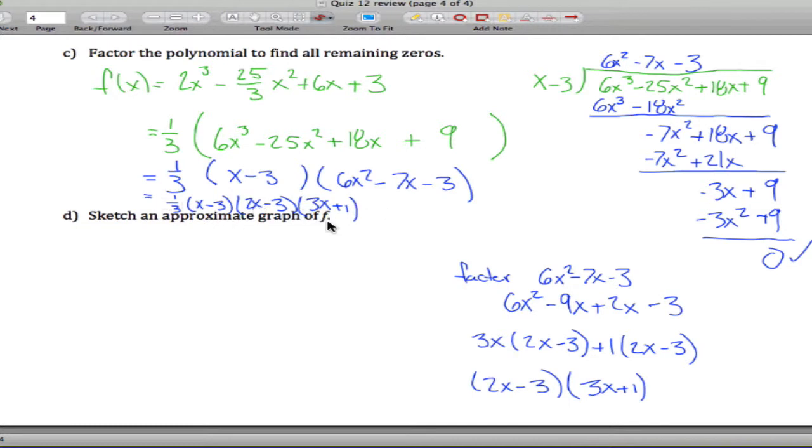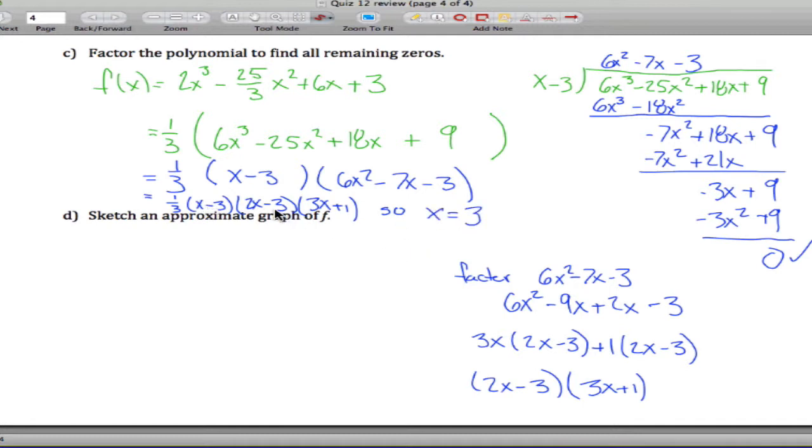And now that I've factored it all the way out, I can find all of the zeros by setting each of these 4 things equal to 0. 1/3 equals 0? That never happens. There's no x's in here that will make this thing equal to 0. No solutions. x minus 3 equals 0. Add 3 to both sides, you get x equals 3.